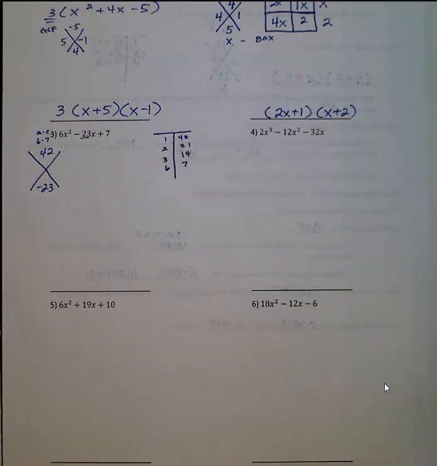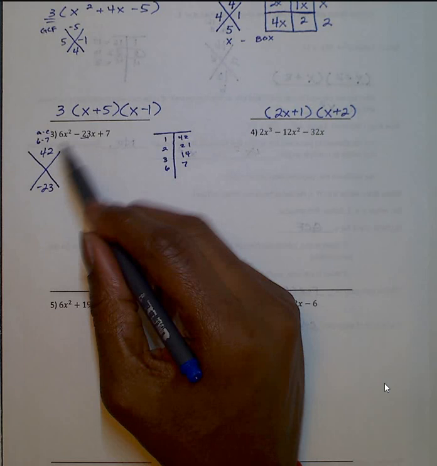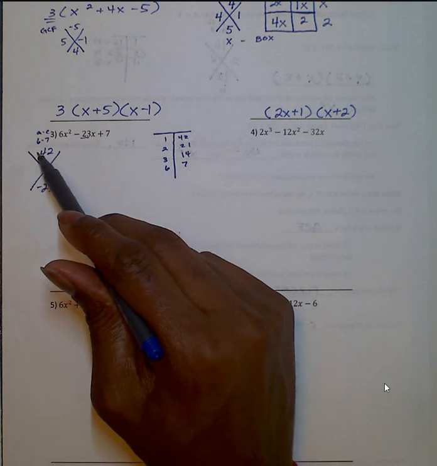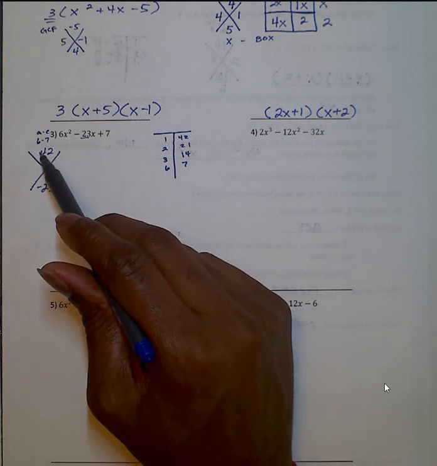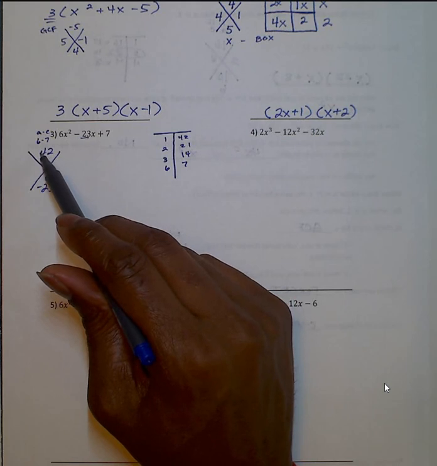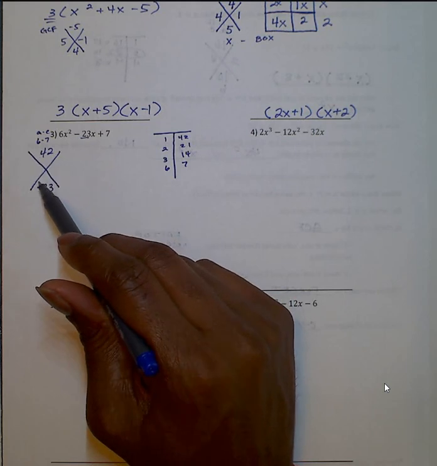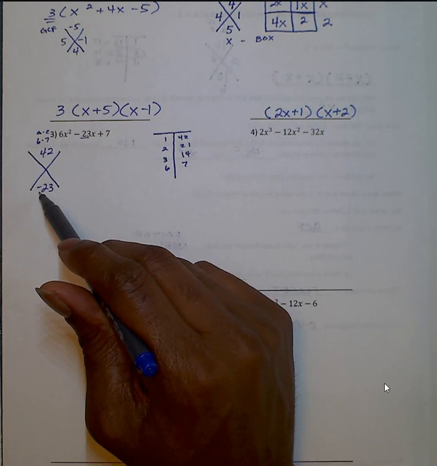I'm going to use my reasoning to see where the signs go. So we multiply to get a positive. That means our signs have to be the same. And add to give us a negative. So that must mean that they're both negative.